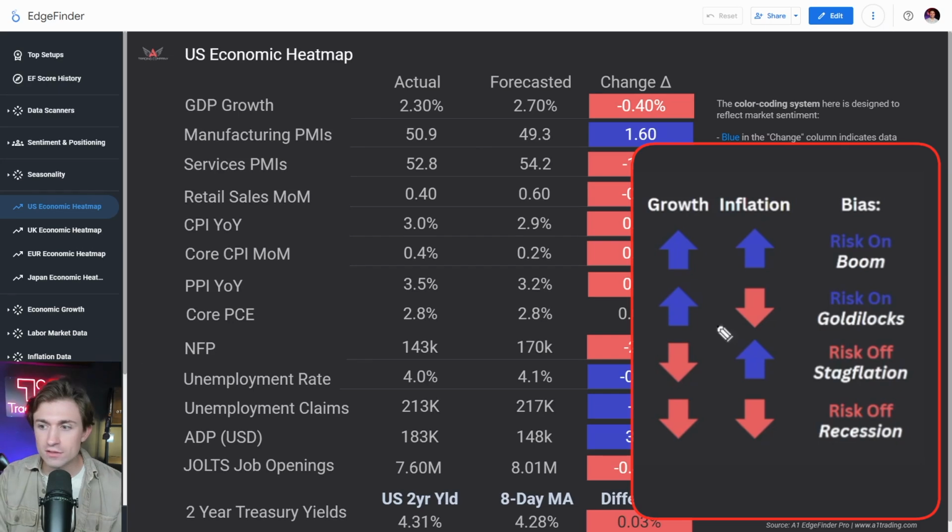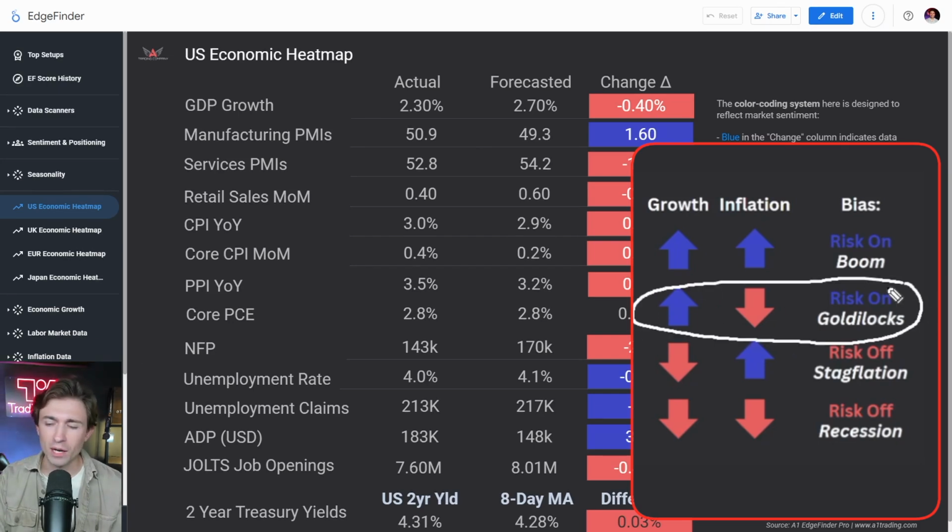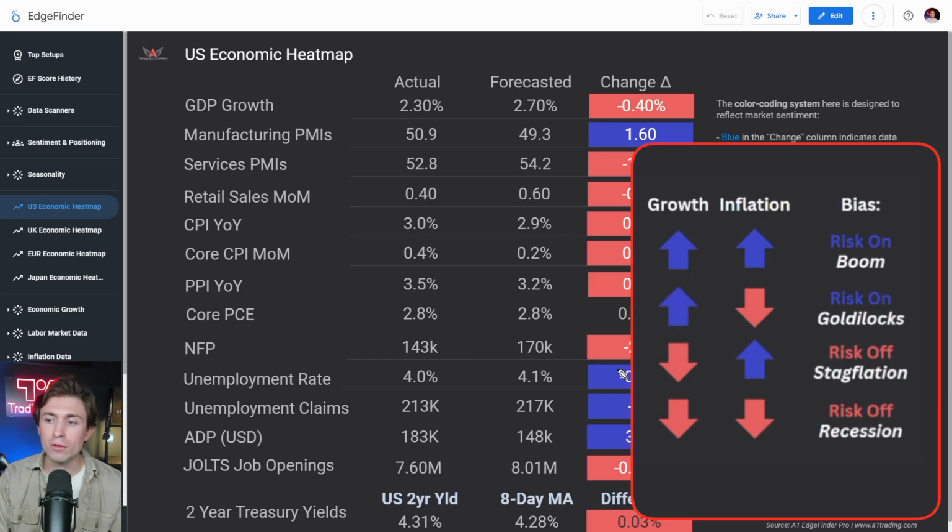The next section is Goldilocks. Now, Goldilocks is the stock market's prime spot, and crypto for that matter. Goldilocks is basically where inflation is cooling and not threatening at all, and growth is very, very strong. So if we have, for example, 2023 and 2024, we saw inflation starting to cool and the jobs market staying resiliently strong.